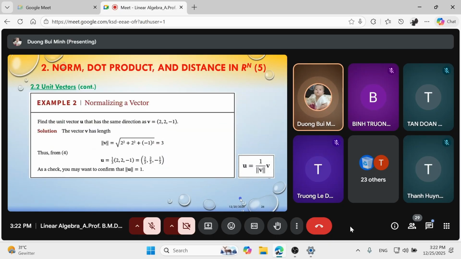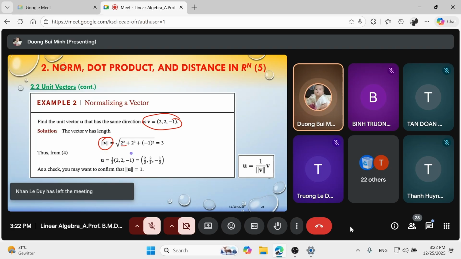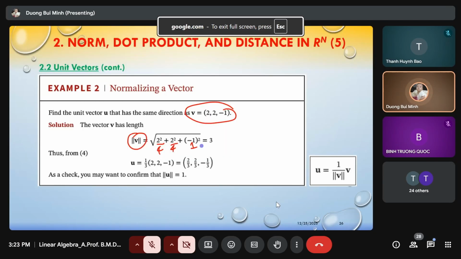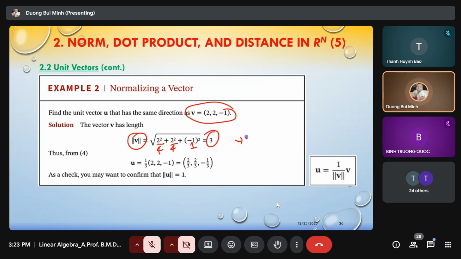Okay, so we have an example. Of course, this one is a non-unit vector, so we calculate the norm. You get 2 squared plus minus 2 squared, this is 4, plus 1. You can get 9. The square root of 9 is 3. So if we would like to get the unit vector, u is v over the norm of v, you get 2 over 3, 2 over 3, and minus 1 over 3.